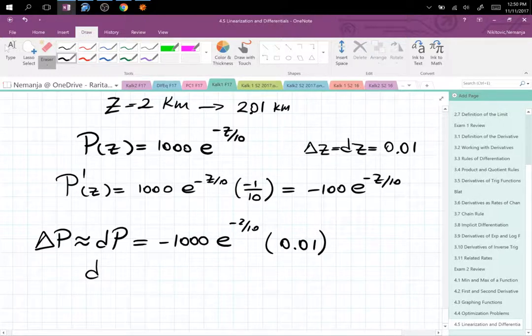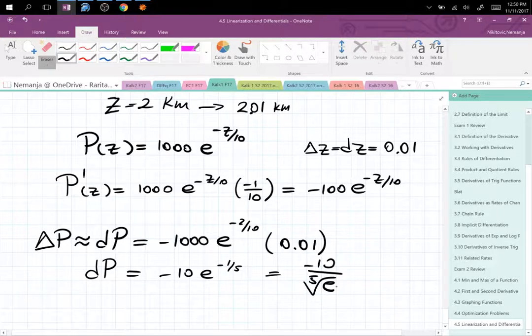And the change is now equal to negative 10 e to the negative 1/5, which is negative 10 over 5th root of e. So they wanted to approximate the change in atmospheric pressure as the altitude goes from 2 kilometers to 2.01. And there it is. That's the approximate change.